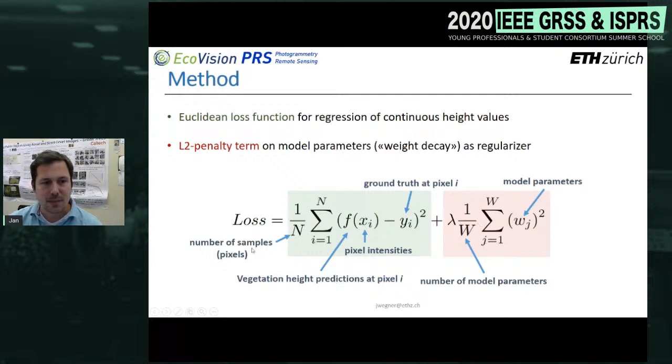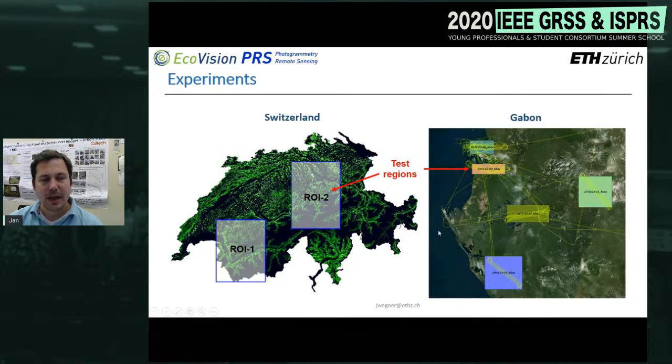And you have the number of pixels here is n, you have the vegetation height predictions here, and you have the ground truth here. And then you have the model parameters here, and the number here. And we do experiments where we have reference data. At the time when we published this work, we didn't have so much. So we had the reference data for the whole of Switzerland. So we have 2 regions of interest in Switzerland.